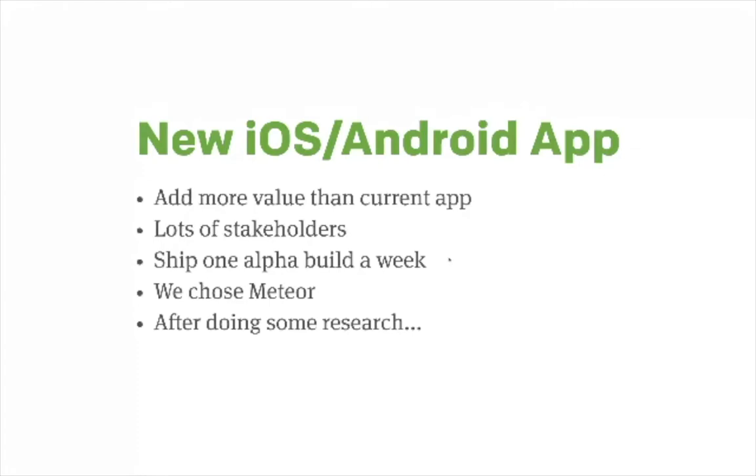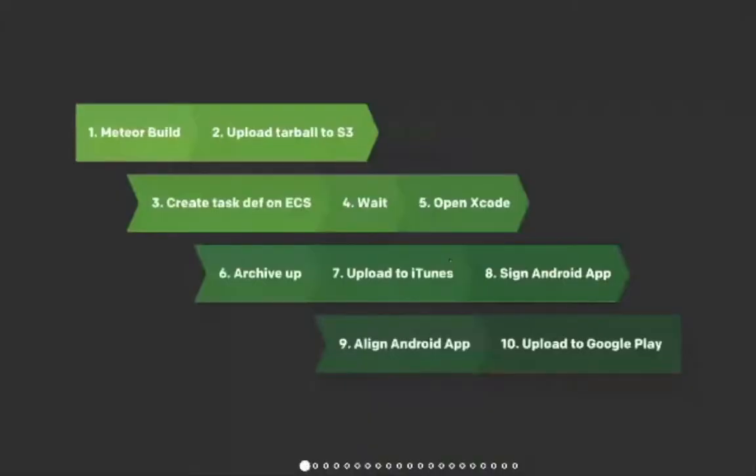This is what it looks like for us to do a deploy of an alpha app. So you've got to do the Meteor build. We've got to upload our tarball to S3. We've got to update ECS. So we're using the Amazon Container Service to deploy the server. So that's what steps 2 and 3 are there. And then obviously a lot of these involve waiting.